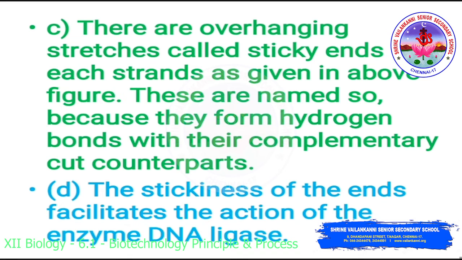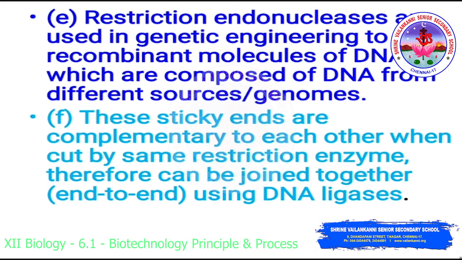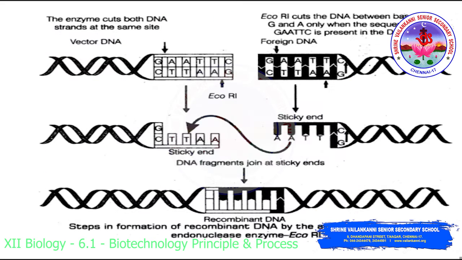The stickiness of the end facilitates the action of the enzyme DNA ligase. This sticky end helps to stick it; DNA ligase is another enzyme that acts as a molecular glue to fix it. Restriction endonucleases are used in genetic engineering to form recombinant molecules of DNA, which are composed of DNA from different sources or genomes. These sticky ends are complementary to each other when cut by the same restriction enzyme, and therefore can be joined together end to end using DNA ligase.